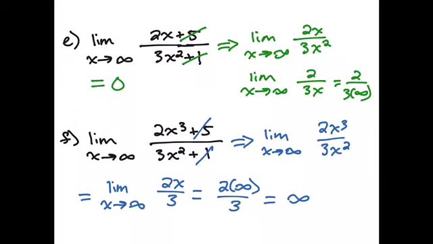And if we looked at the graph of this, it would actually look similar to a line with a positive slope. So of course, going off to positive infinity, a line with a positive slope is going to go off to positive infinity.